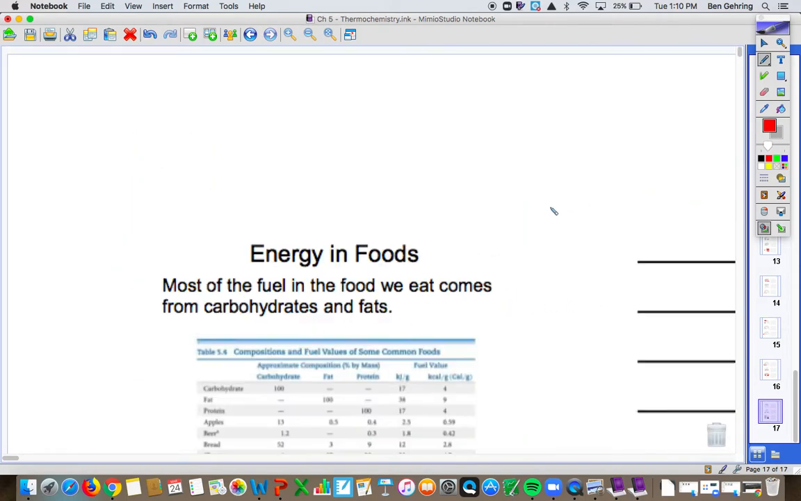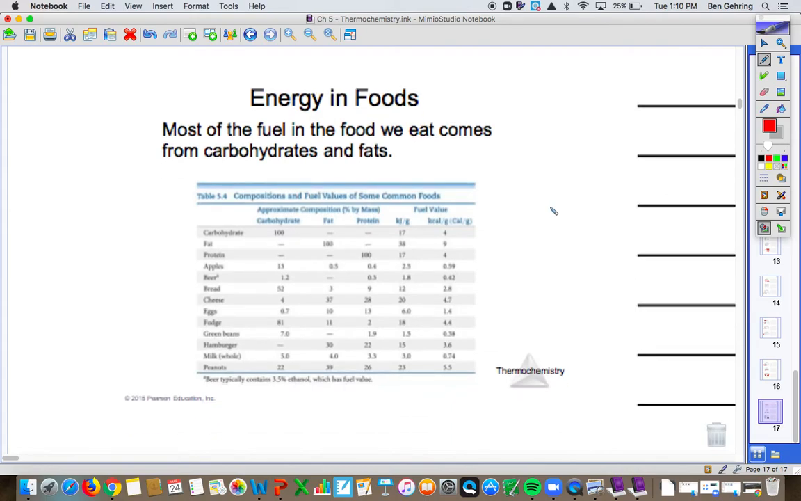One last little bit is we get fuel from the energy in the foods we eat. So a little bit different than burning something in oxygen, but we use food for the same purpose. Your carbs provide 17 kilojoules of energy per gram. Fats provide 38 kilojoules of energy per gram, and proteins provide 17 kilojoules of energy per gram. If we're talking calories, it's 4, 9, and 4 respectively.